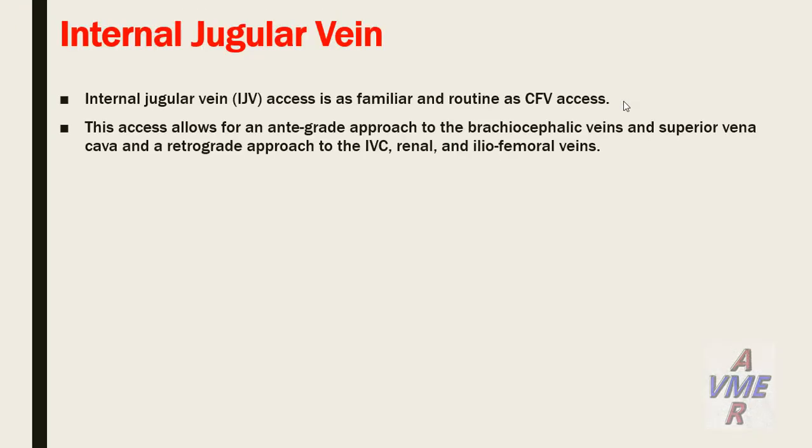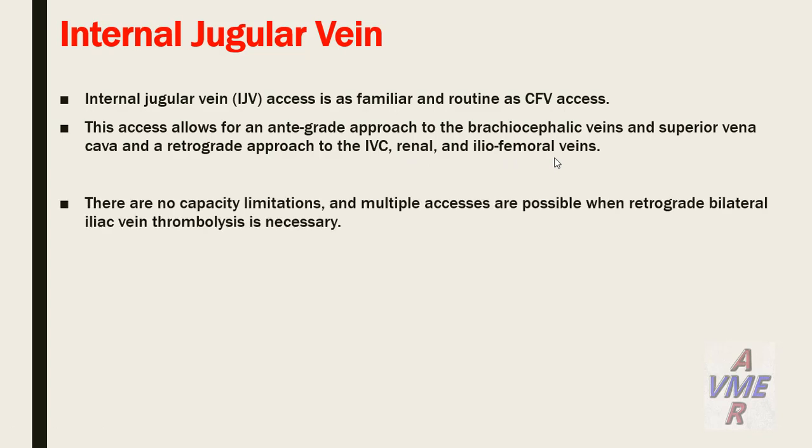Internal jugular vein access is as familiar and routine as the common femoral vein. It's familiar for the interventionist and vascular surgeon, and even for the nephrologist in case of catheter insertion, Hickman, Permcath, Quinton catheter, and so on. This access allows an integrated approach to the brachiocephalic vein and superior vena cava, like in case of IVC filter insertion in a pregnant patient, and a retrograde approach to the IVC, renal and iliofemoral veins, like in case you have thrombosis in the common femoral and profunda femoris.